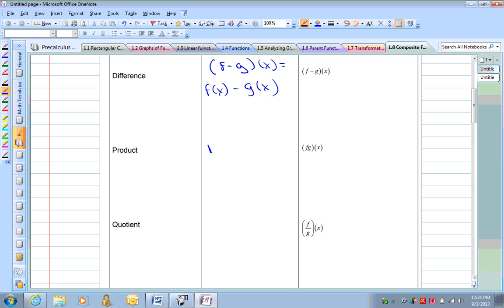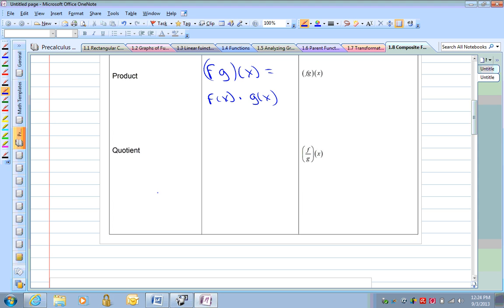Then the product, which would be fg, so f times g of x, which you could think of as f of x times g of x. And go ahead once again and pause and work that one out. I'll be looking for this in your notes.